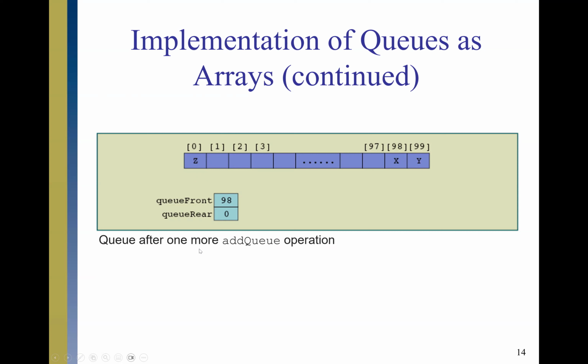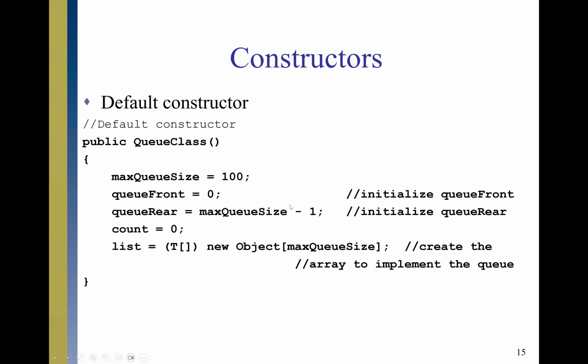So after one more insert operation, instead of Q rear being 99, the rear now becomes 0. I'm talking about the index 0. So this is the concept of circular array.